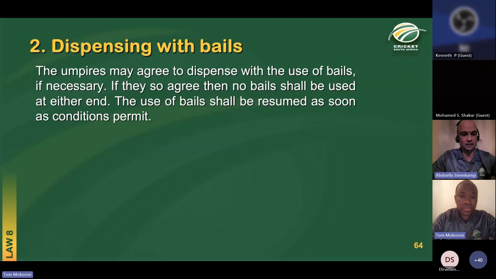You can see the law sentence in the slide that's currently on the screen. It tells us, the law tells us, as soon as conditions permit, you need to put the bails back on the stumps. It's not for the captain to decide or to argue. That's what the law tells us: put the bails back on. Over, Tom.